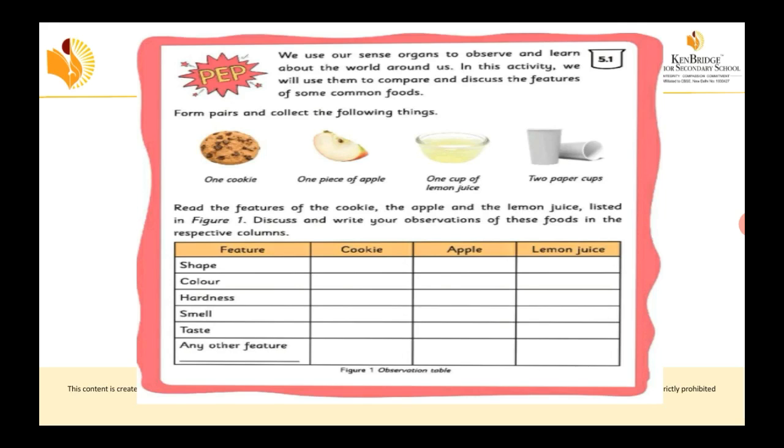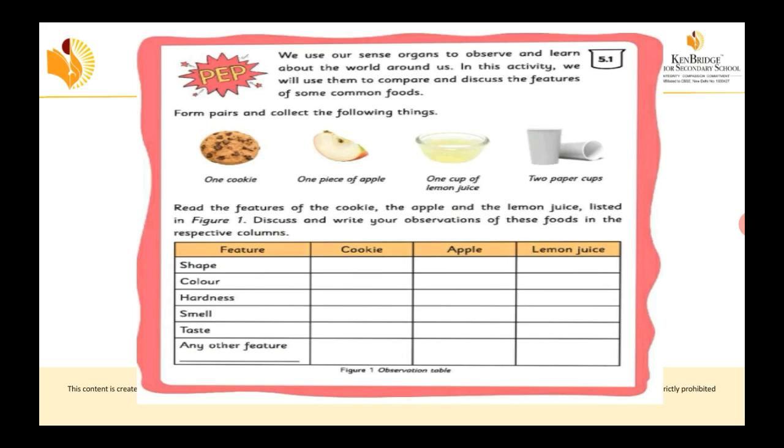So form pairs or collect the following things: one cookie, one piece of apple, one cup of lemon juice and two paper cups. Read the features of the cookie, the apple and the lemon juice listed in figure 1. Discuss and write your observation of these foods in the respective column.